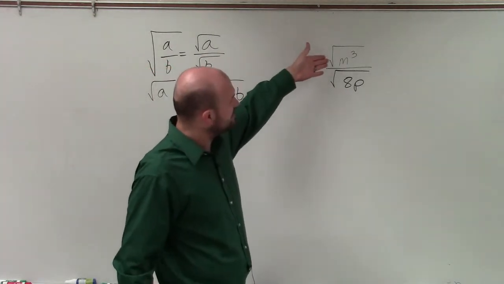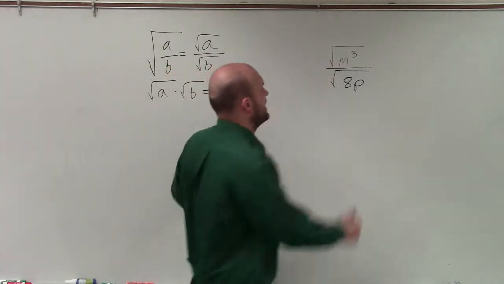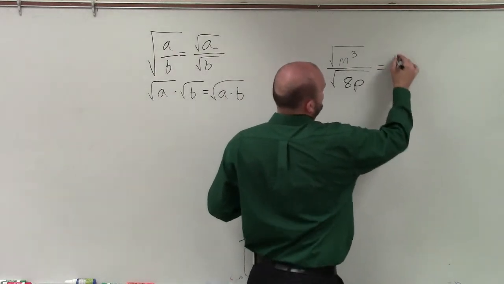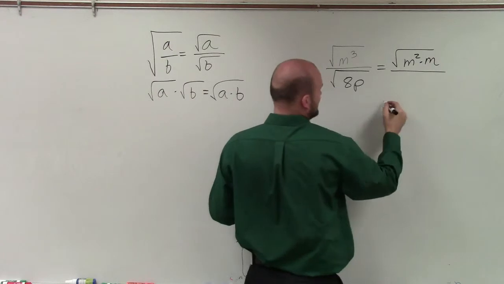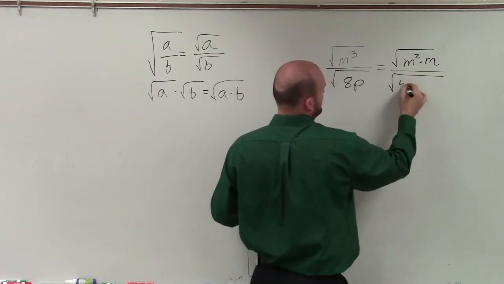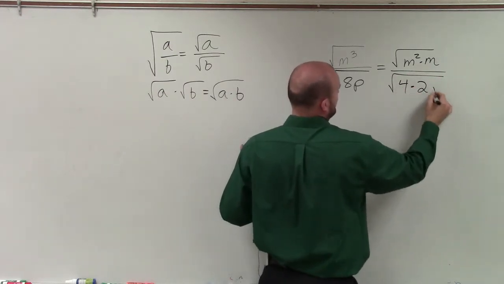And take the square root of m cubed. I realize that I can rewrite that as the square root of m squared times m. And my denominator, I can rewrite that as the square root of 4 times 2 times p.